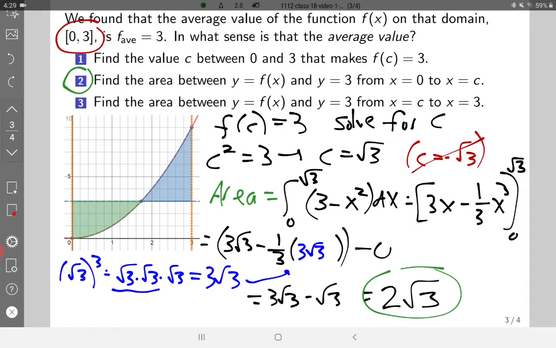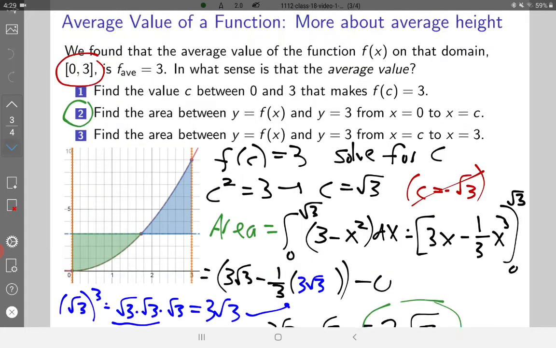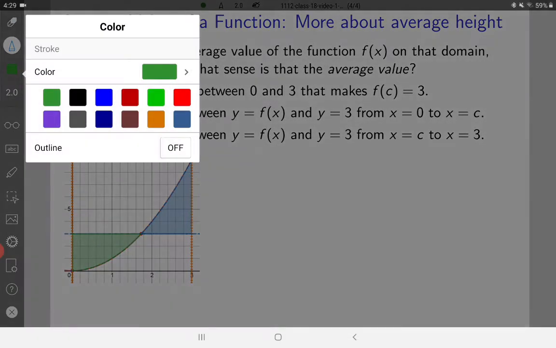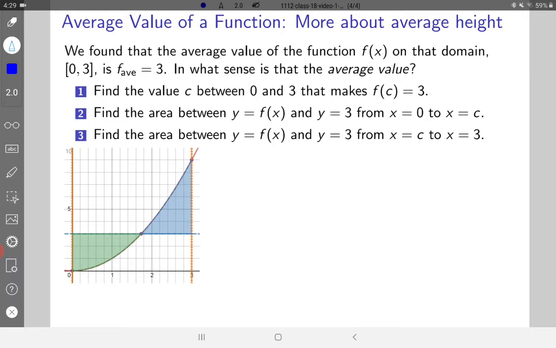Now hang on to that number. We're going to come back to that in a minute. Let's answer the third question. What's the area between the two curves, the given function and its average value 3, on the right side from x equals c, root 3, all the way over to the right end, x equals 3? Let's find that area. Well, I'm going to do pretty much the same thing. I'm going to set up a definite integral.